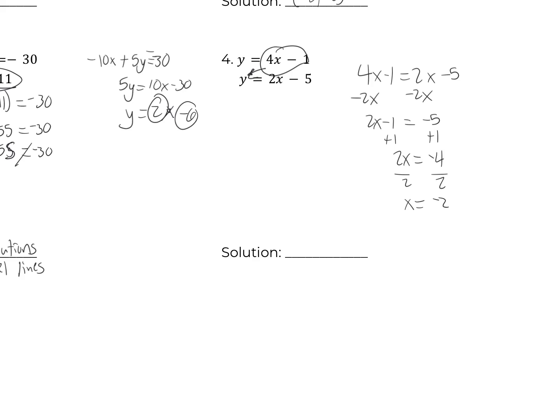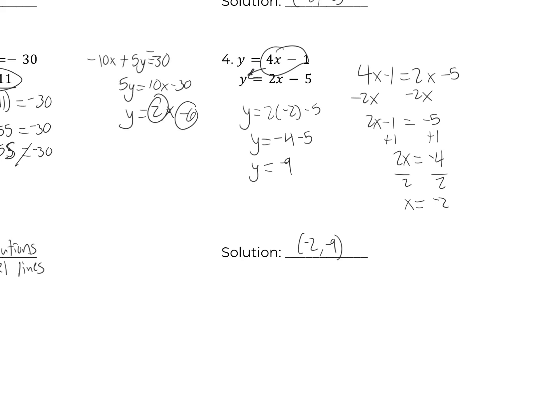And then I'm going to take that -2 and plug it in for either of the x's up above. y equals 2 times -2 minus 5. 2 times -2 is -4. And -4 minus 5 is -9. So (-2, -9) is my solution.